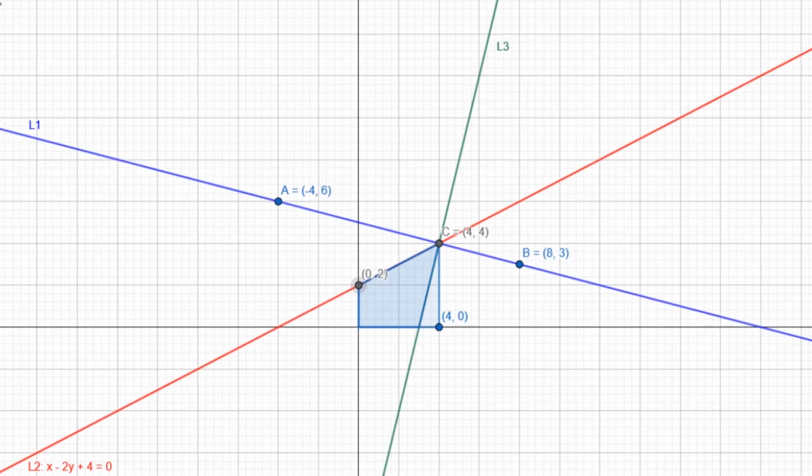The only remaining point we need to know is this one where L3 intersects the x-axis, but that's not going to be any good if we do not know what the equation of L3 is. Well, what do we know about L3? It passes through C and it's perpendicular to L1. Can we work out its gradient? Yes, we can.